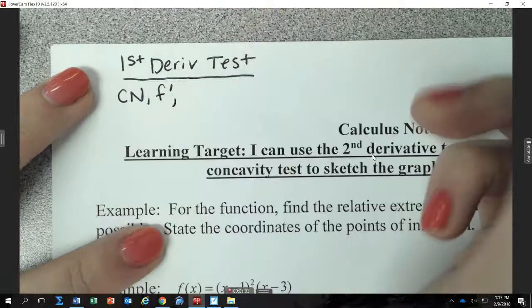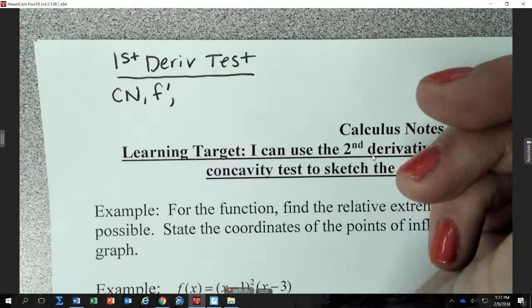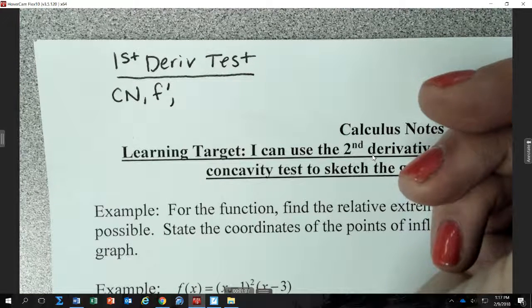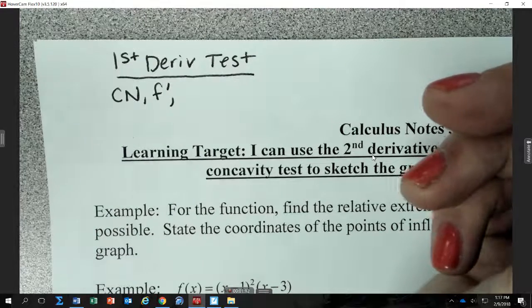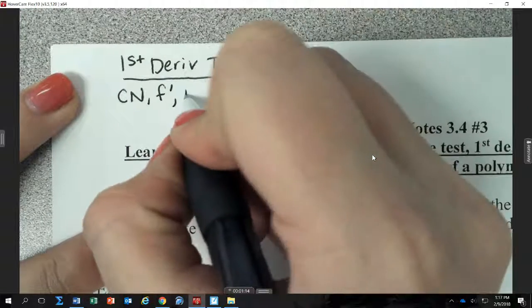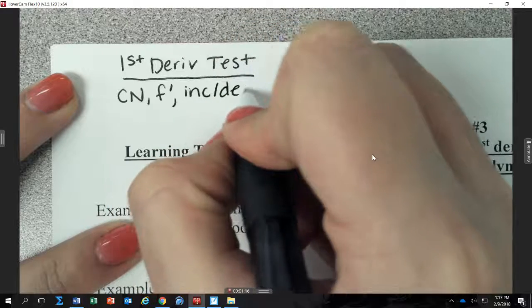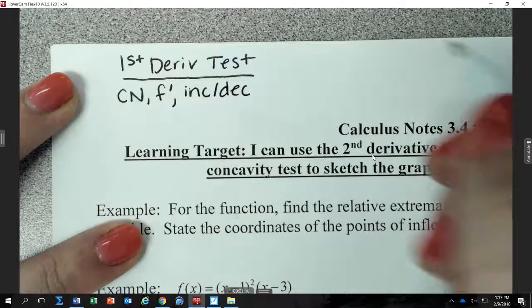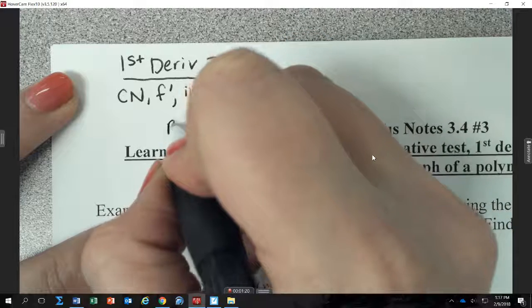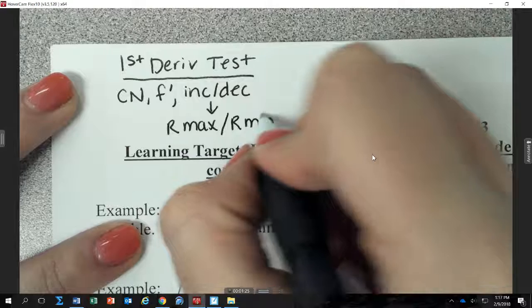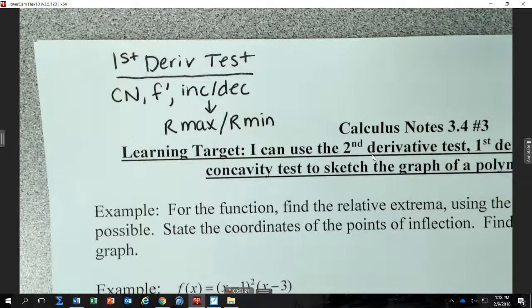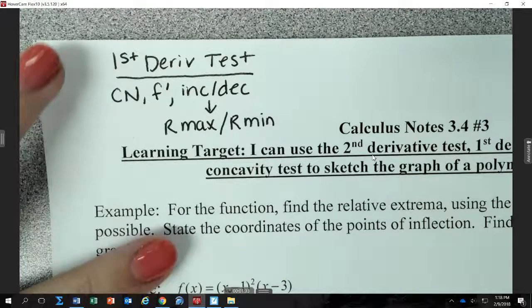What are those positive and negative outputs telling me about my function? If I'm plugging it into the first derivative, what information am I getting? Increasing or decreasing. Okay, so I'm getting information about increasing or decreasing. And I'm using that first derivative test ultimately to determine if my critical number is a relative max or a relative min, right? That's the whole point of doing the first derivative test. I'm looking for intervals of increasing or decreasing so that I know my max or my min, okay?